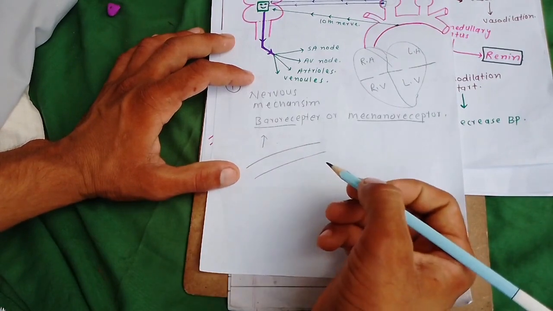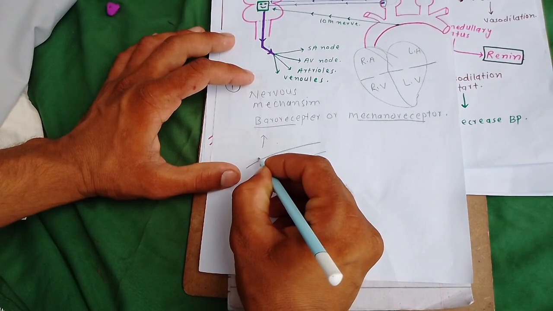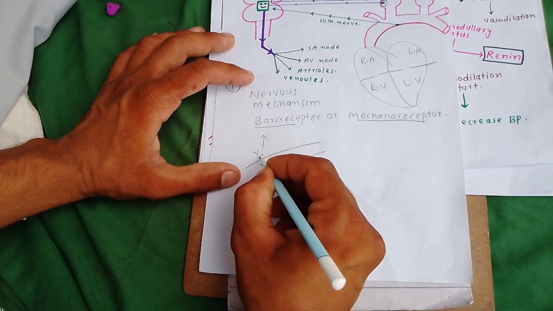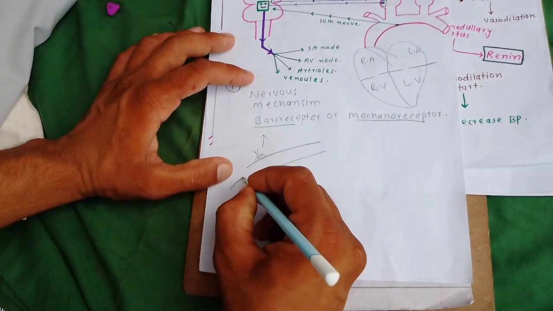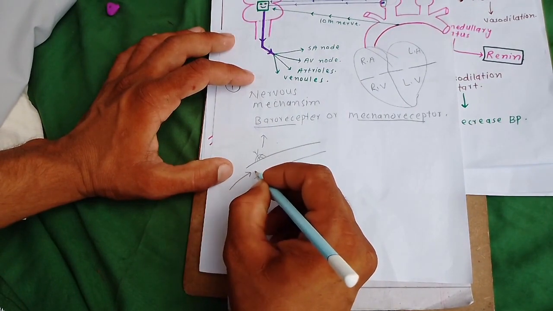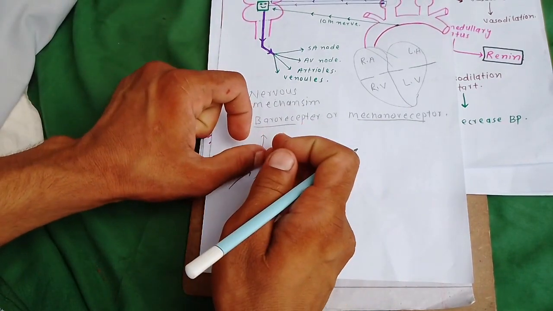This is the normal blood vessel, the normal carotid sinus. Nerve endings are present here, which are called the baroreceptors. So when a huge amount of blood comes here, this area is stretched.